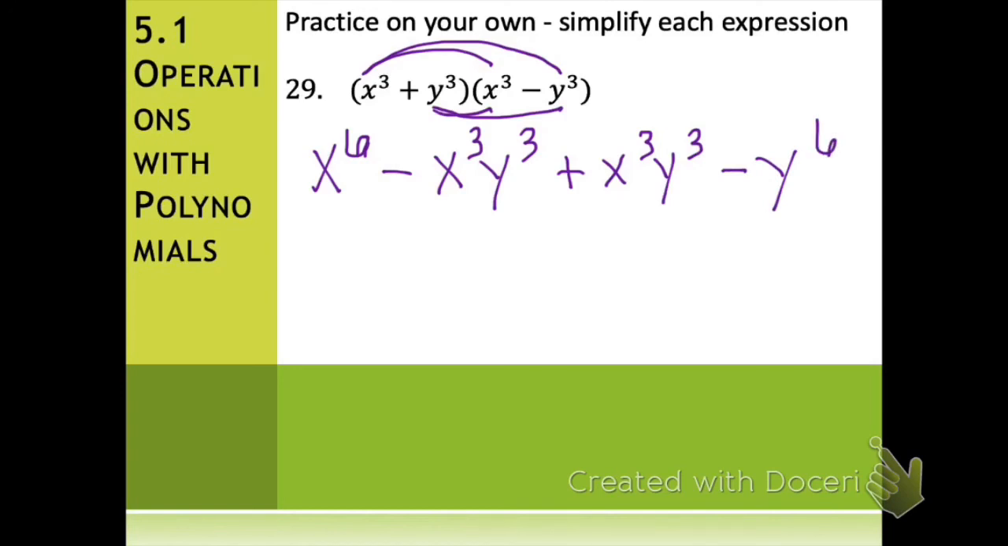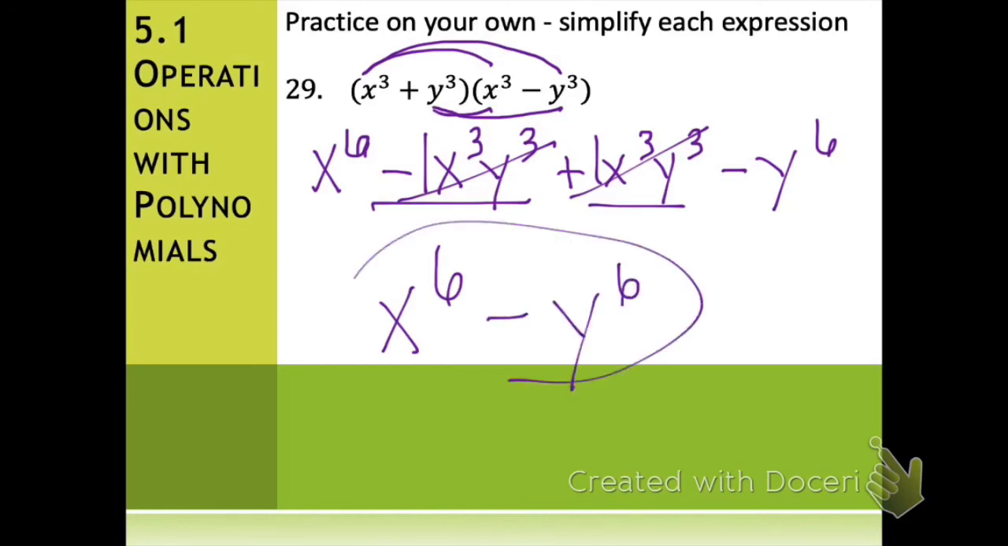All right, these are like terms. I have 1x cubed y cubed here, and I have negative 1x cubed y cubed plus another 1x cubed y cubed. They cancel out. They're exact opposites. So my final answer is x to the 6th minus y to the 6th. One turned out nice. Actually, that was a difference of squares. Next problem.